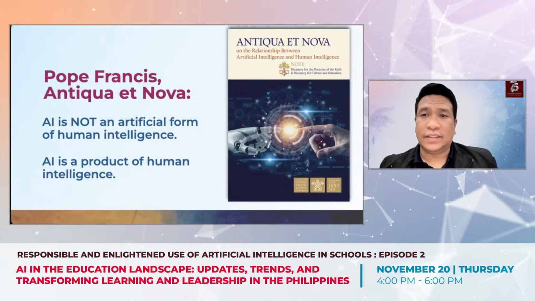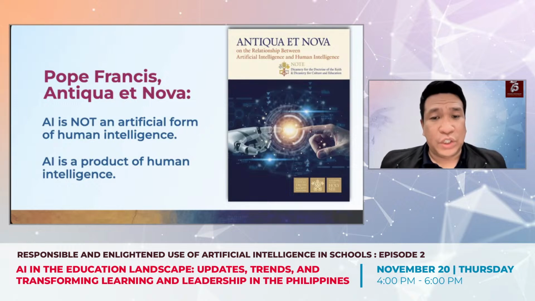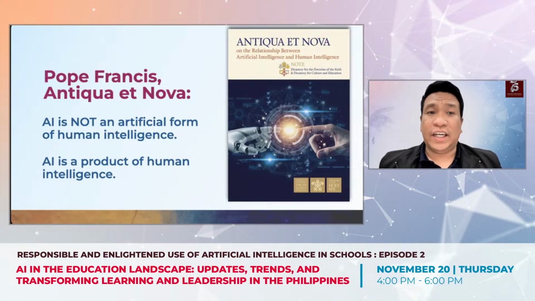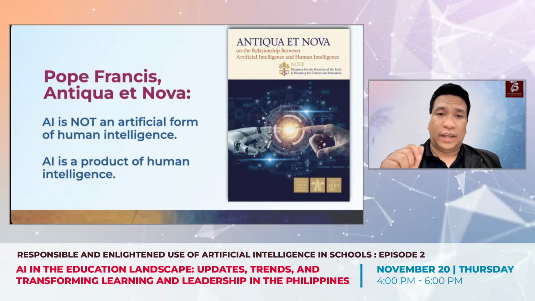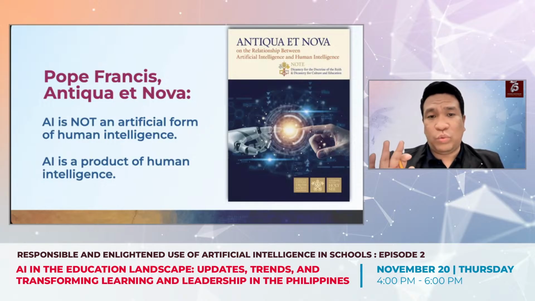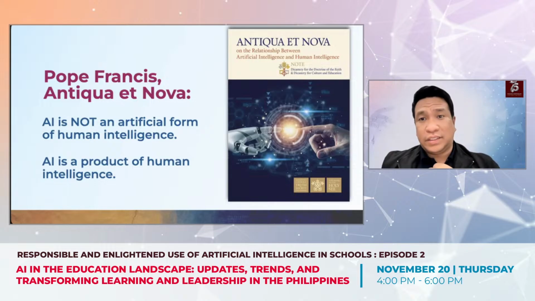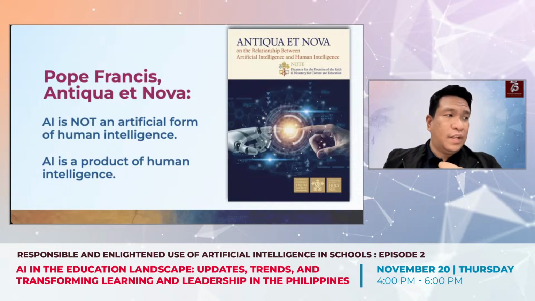Okay, so in this document, Antiqua et Nova, Pope Francis's Vatican Doctrinal Note on AI, we are reminded that AI is not an artificial form of human intelligence. Hindi po artificial form ng human intelligence ang AI. Okay? Hindi po siya ganon. Ang AI ay product. Ang AI ay product ng human intelligence. I don't know if that makes sense to you, that AI is a product of human intelligence, but that is something that we need to understand, that we have created AI. And because we are the creators of AI, that means that we are capable of developing it further, managing it, and even stopping its development. That's very, very important to understand.